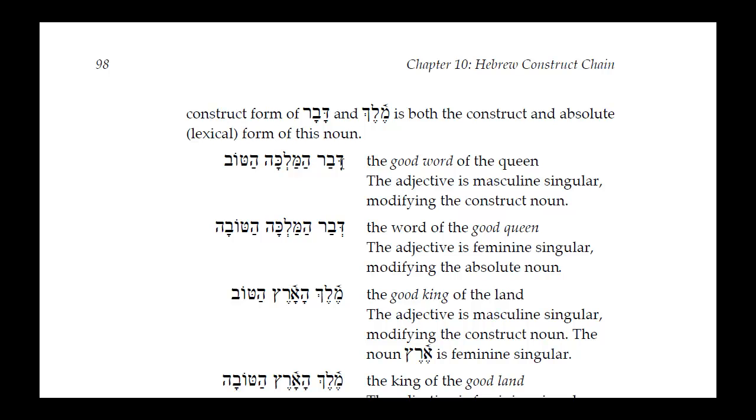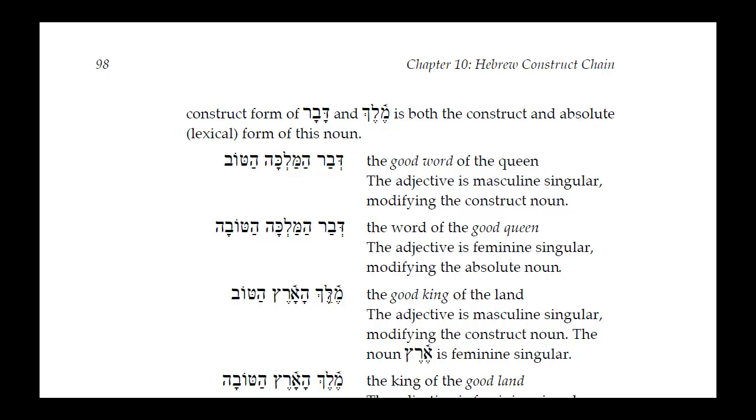Now we can also do this. We could say devar hamalka hatova, and we look at the adjective hatova and see that it is feminine singular, so it is agreeing with hamalka, the queen. So this would be the word of the good queen. That's how we would translate that, because hatova is agreeing with hamalka in gender, number, and definiteness too.